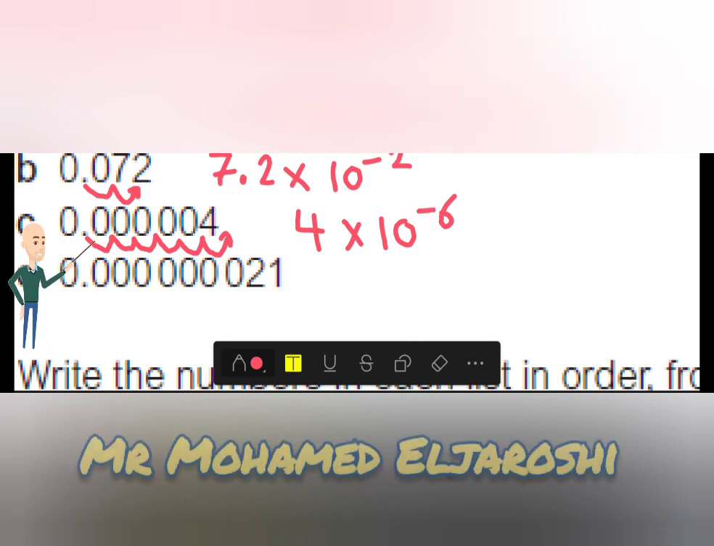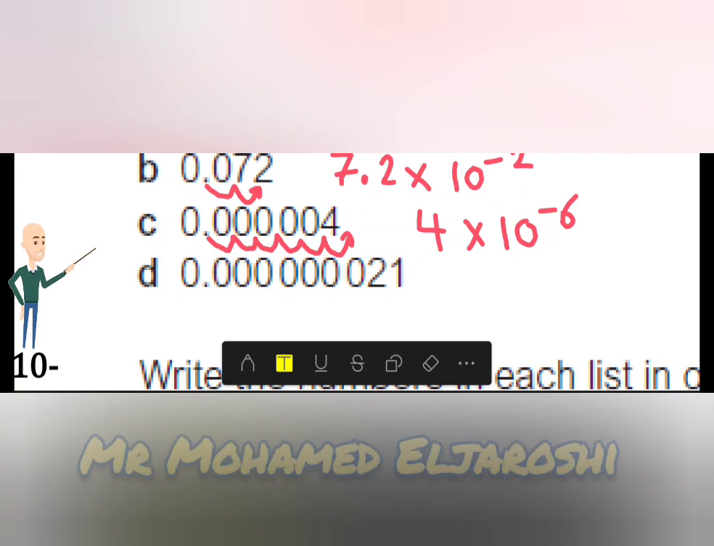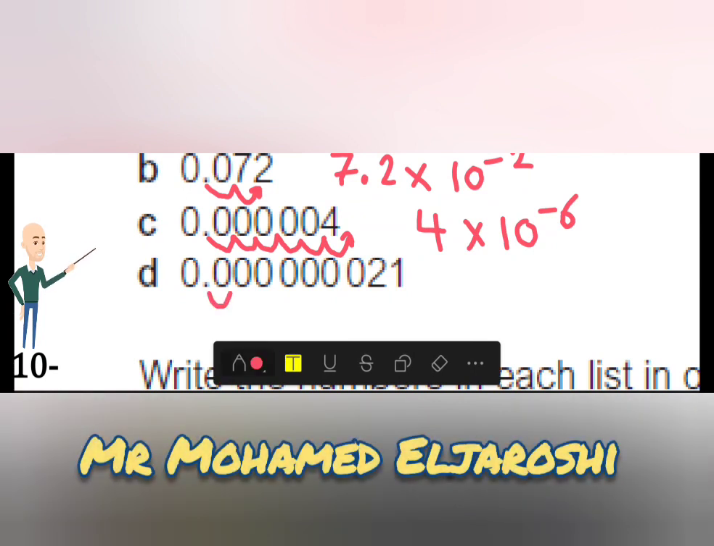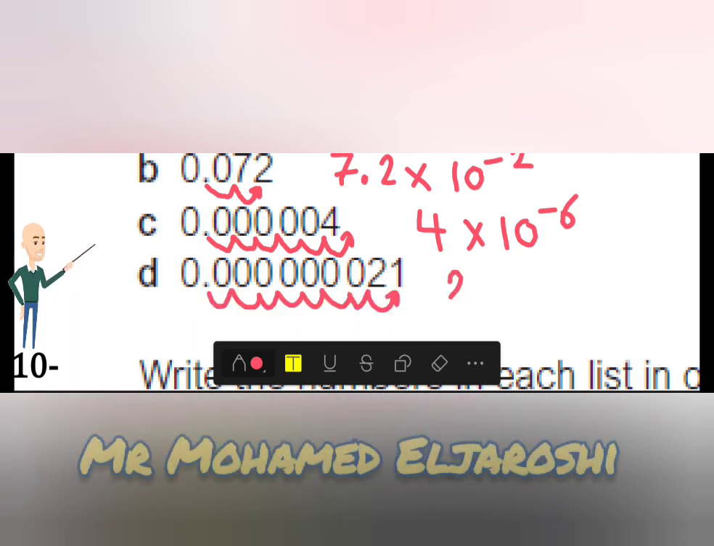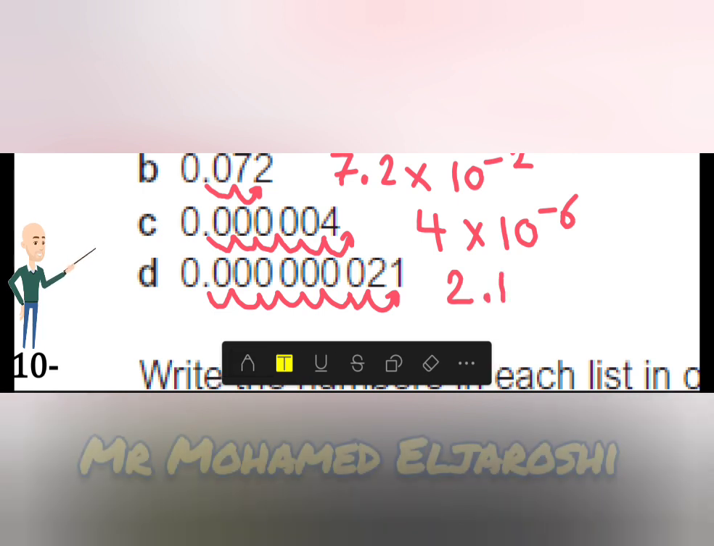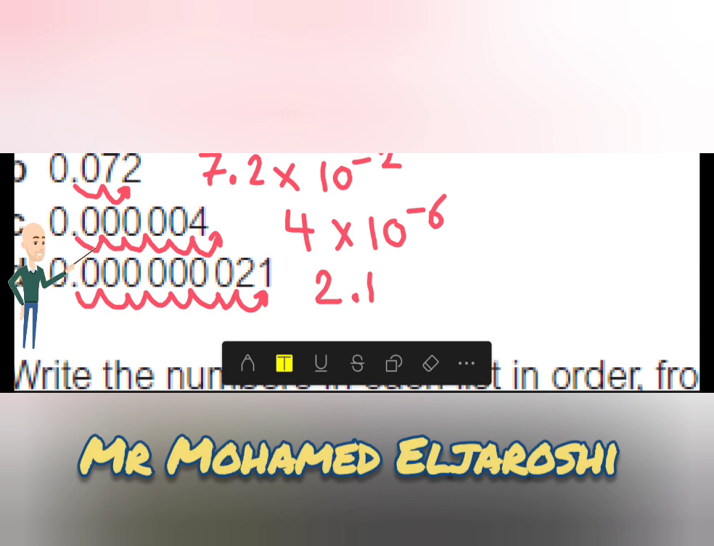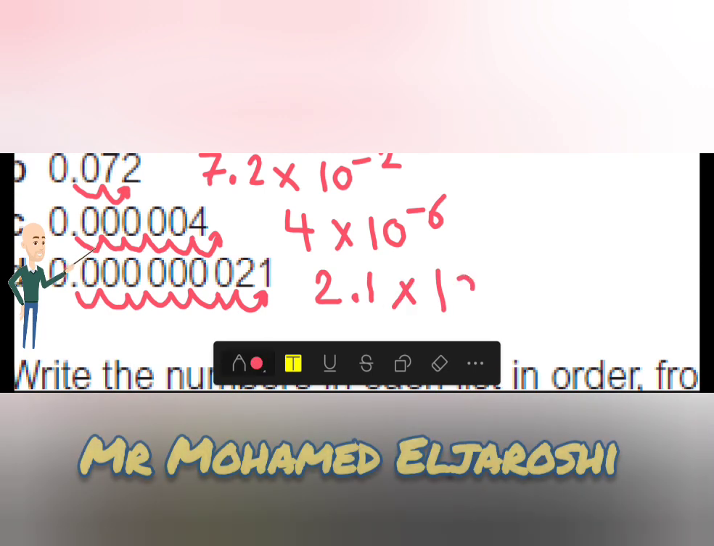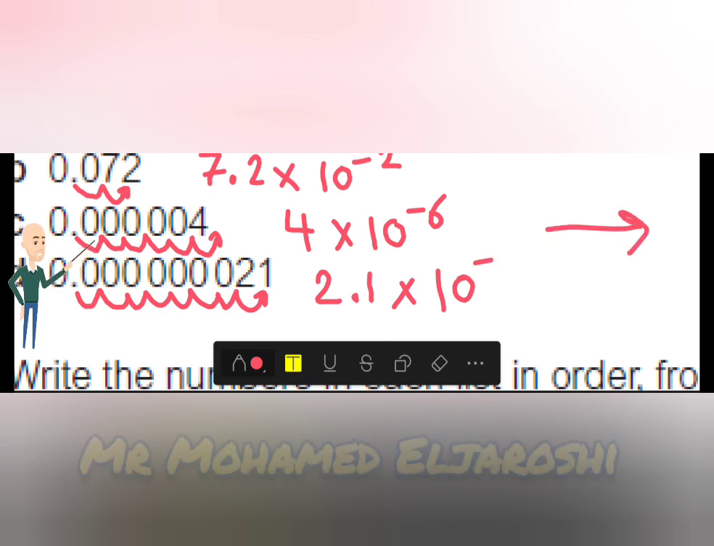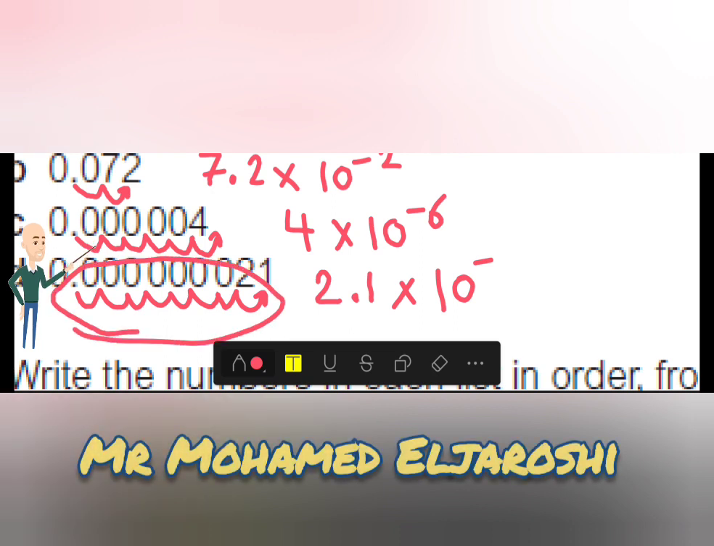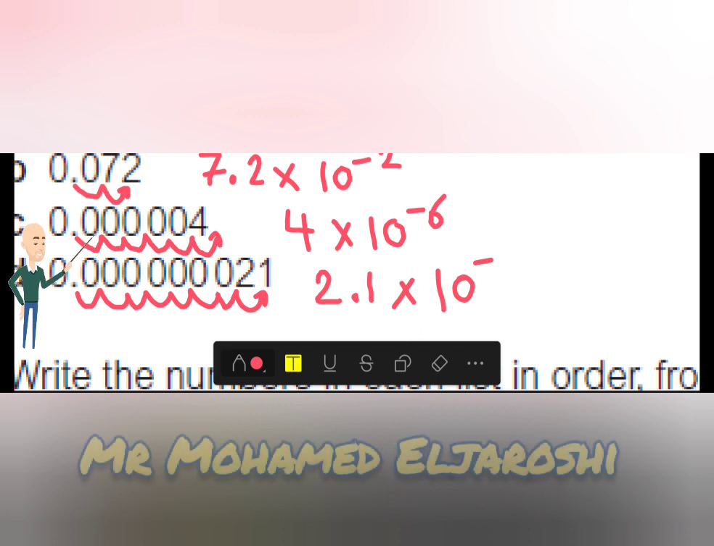Very good. Now, question D here, we have the same idea. We're going to move the decimal point 1, 2, 3, 4, 5, 6, 7, 8 to make it 2.1. And we are moving to make the number between 1 and 10. Remember this. And then we write multiplied by 10 with a power. And as we said, the power is negative because we're moving this way. Very good. And then how many times did we move will give us the number of the power. So we moved 1, 2, 3, 4, 5, 6, 7, 8. So negative 8. Very good.